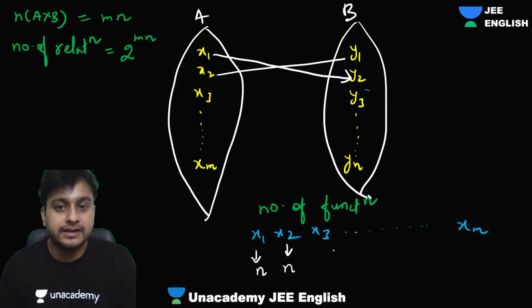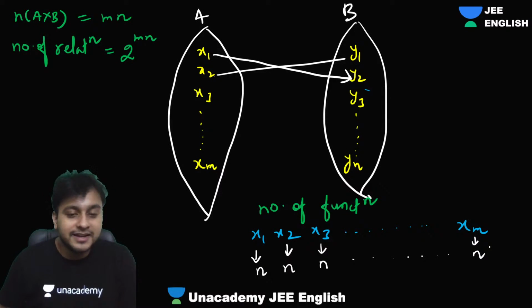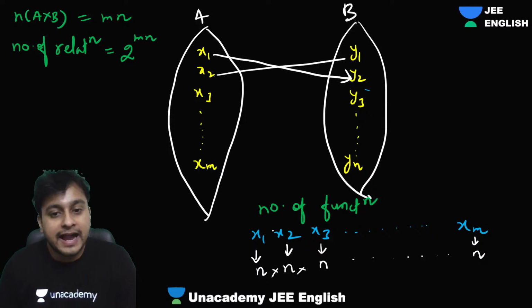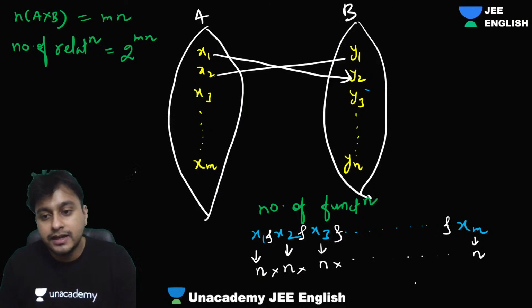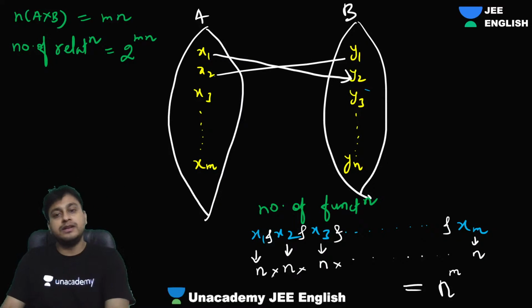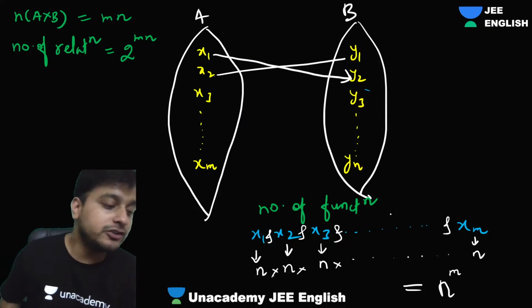Can I say that X2 also maps with n? Similarly, X3 can also map with n, and everyone can be mapped with n objects. So n into n, and so on. This can be mapped with this many, this with this many, and so on. Can I say that it will be n to the power m? Yes. So there would be n to the power m number of functions.